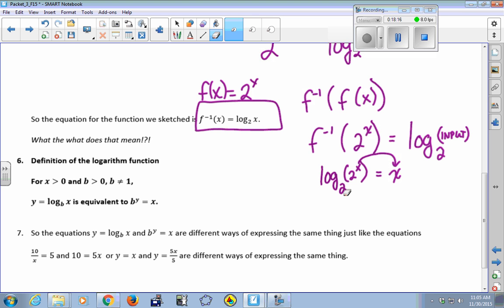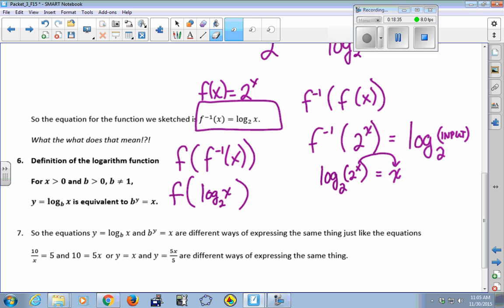Now, you really want to blow your mind, do it this way. This is really weird. It's going to come up in a minute. F of F inverse of x. This is really funky to look at. What's F inverse of x look like? Log base 2 of x.